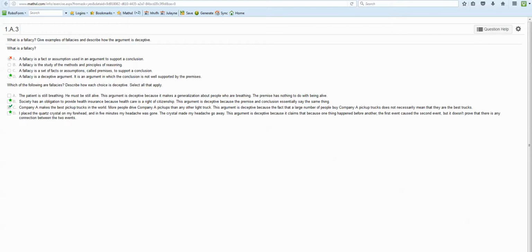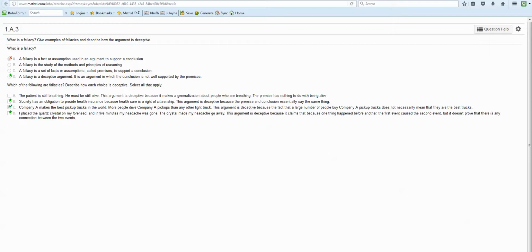Okay, you picked C, which is correct. Company A makes the best pickup trucks in the world. More people drive Company A than other brands. The argument is deceptive because the fact that a large number of people buy it does not mean that they're the best. That is true. The fact that more people support something doesn't indicate that it's the better choice.